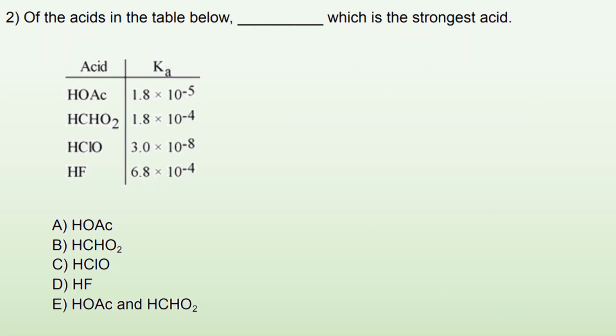Number two, of the acids in the table below, which is the strongest acid? So strongest acid means the biggest Ka value. All right. I think all these are weak acids, so it's asking which is the strongest weak one. So we've got to look first at what the power is. So now you might be thinking, hey, I want the biggest number. But you've got to remember these are negative powers. So I can immediately go, hey, I want the least negative power.